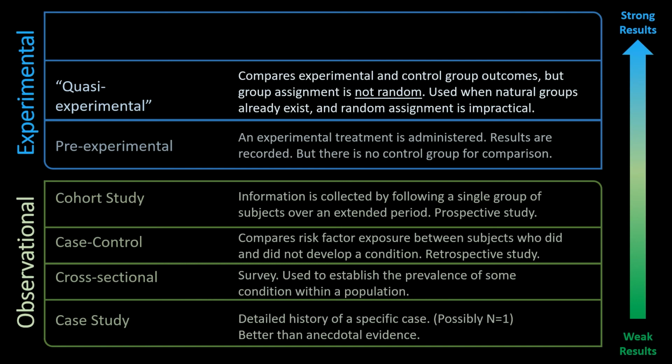But in a proper experiment, in a randomized controlled study, we would randomly put subjects into each group. So if you were participating in the experiment, you should have an equal possibility of ending up in the experimental group or in the control group. But in a quasi-experiment, a non-randomized controlled trial, you may already be in one group or the other.